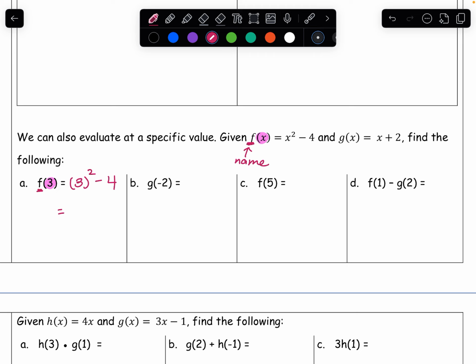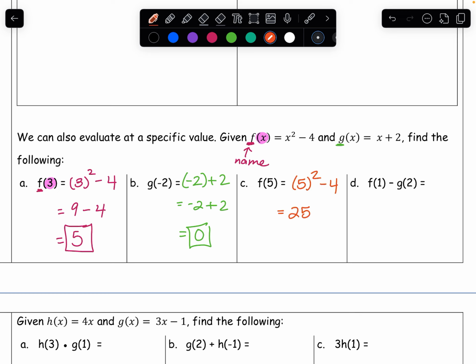Now I want to make sure I don't lose parentheses because if it's negative, it causes problems. If it's squared, it causes even more problems. So whenever we substitute, we want parentheses around it. So we get 9 minus 4, which is 5. Then we have g of negative 2. So this is using our g function. So we get negative 2 plus 2, which is 0. And then we're going to have f of 5. So we're going to have 5 squared minus 4. 25 minus 4 is 21.